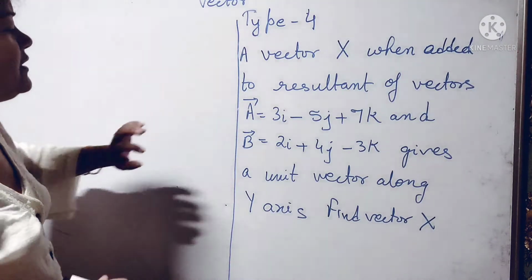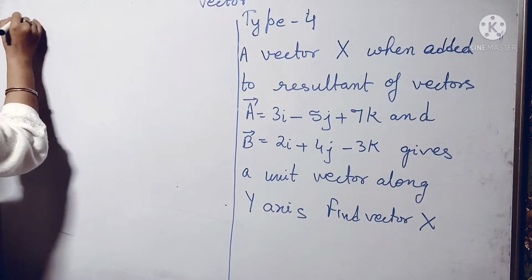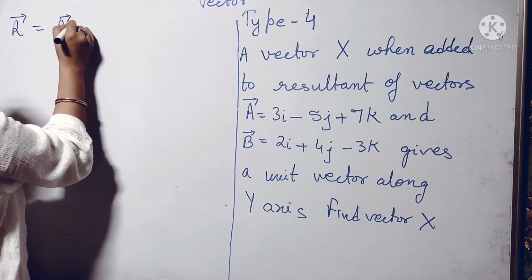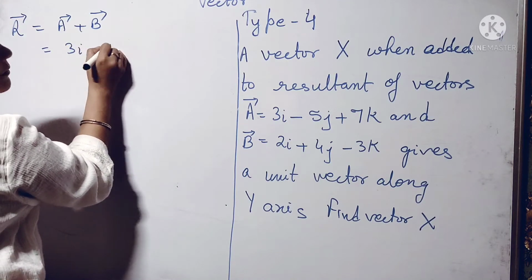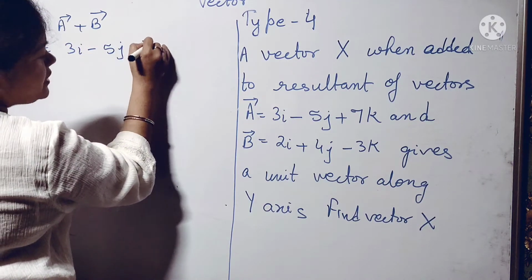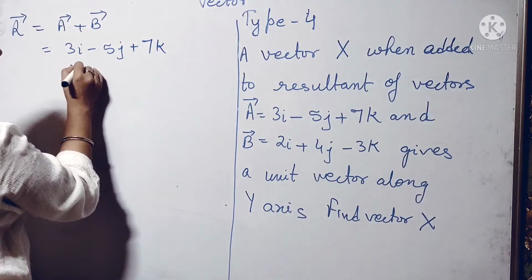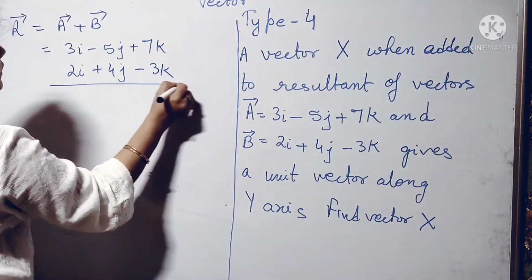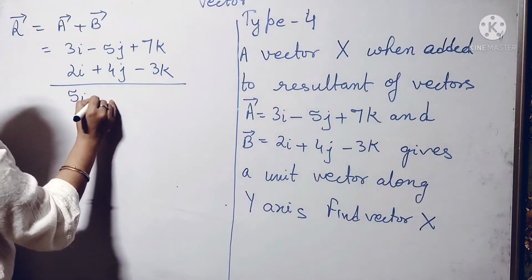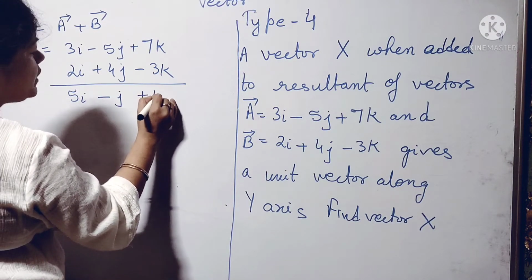तो सबसे पहले हम इसका रिजल्टेंट निकाल लेंगे. Resultant of two vectors, that is vector a plus vector b, which is equal to 3i minus 5j plus 7k, 2i plus 4j minus 3k. We get the answer 5i minus j plus 4k.